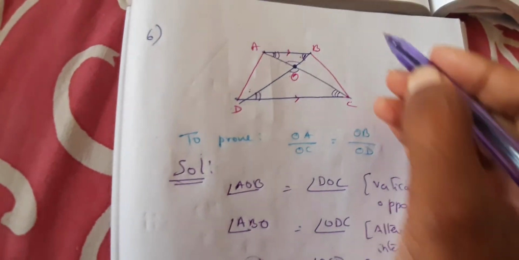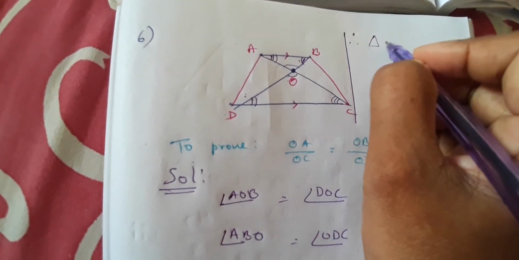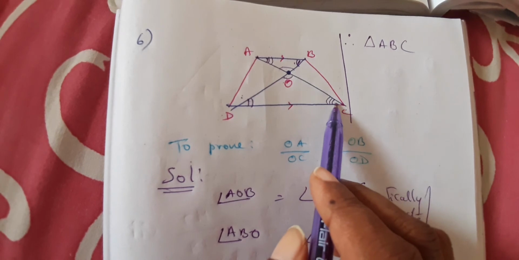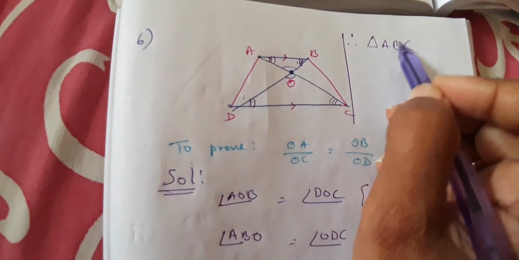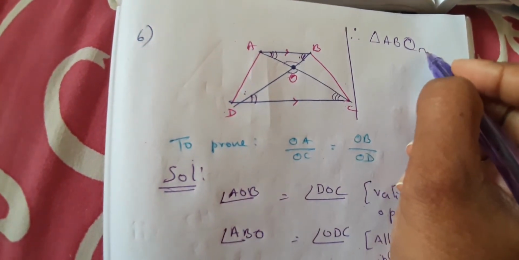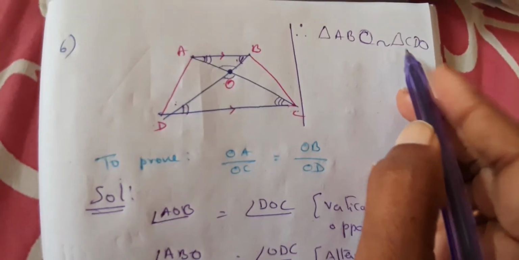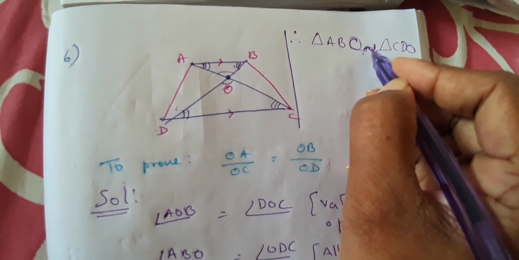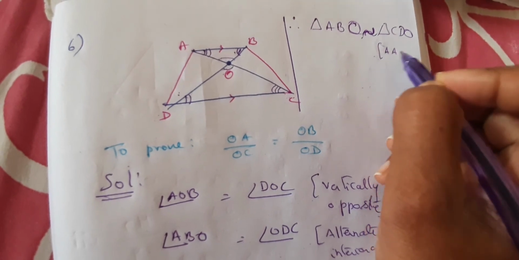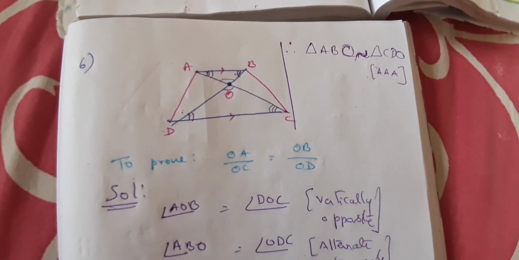So I'll write it here. So therefore, triangle ABO. Corresponding angle of A is C here. ABO is similar to triangle CDO. So since these two are similar, now according to the properties of similarity, based on what are we able to conclude that? AAA, angle similarity. Okay, so all the three angles are equal.